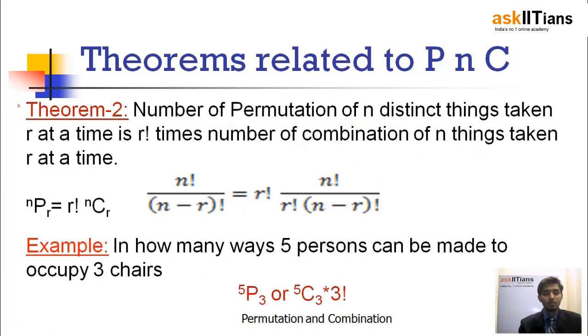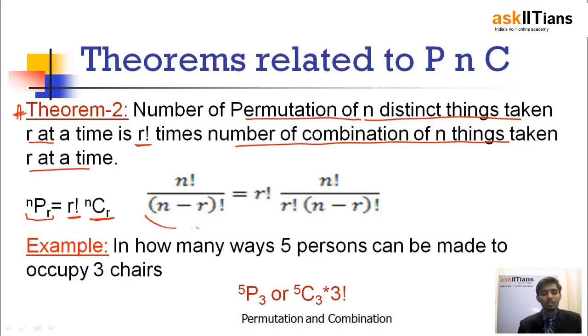Let us see theorem number 2. Theorem number 2 says that the total number of permutations of n distinct things taken r at a time, so nPr, is r factorial times the total number of combinations of n things taken r at a time, so nCr. It says that nPr is equal to r factorial into nCr, and by the formula also we can see that nPr is r factorial times nCr.